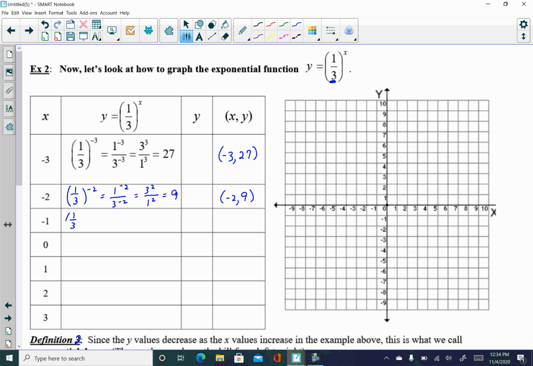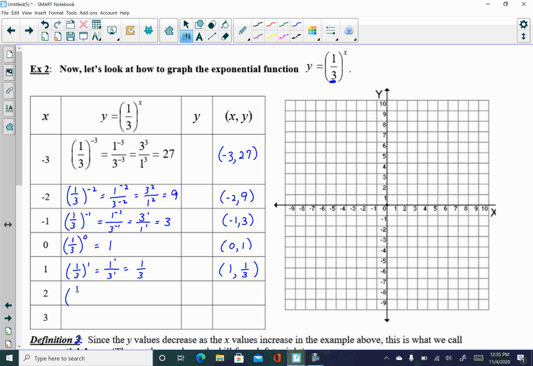And the next one, 1/3 raised to the -1. So top and bottom are being raised to the -1st power. So then that would be 3 to the 1st over 1 to the 1st, which is just 3. So -1, 3. The next one, 1/3 raised to the 0 power. Anything raised to the 0 power is 1. So 0, 1. The next one, 1/3 raised to the 1st power. So both of these items are being raised to the 1st power. So 1 to the 1st and 3 to the 1st. So 1/3.